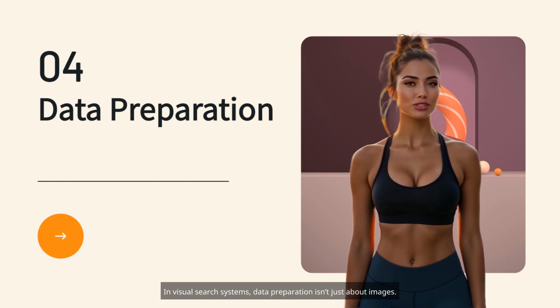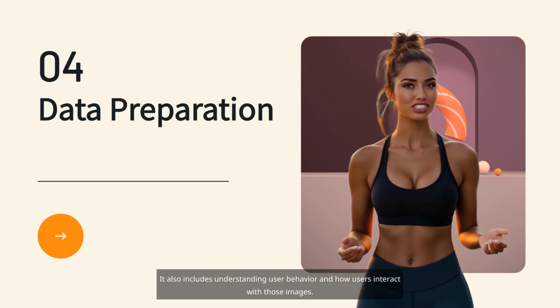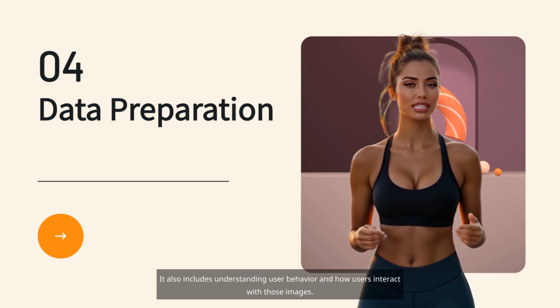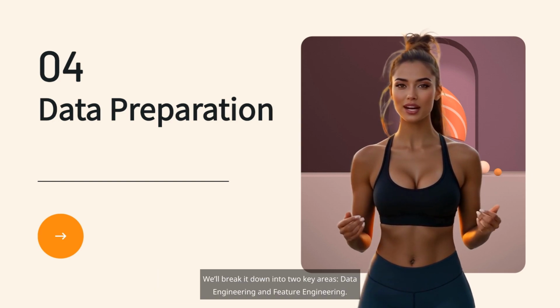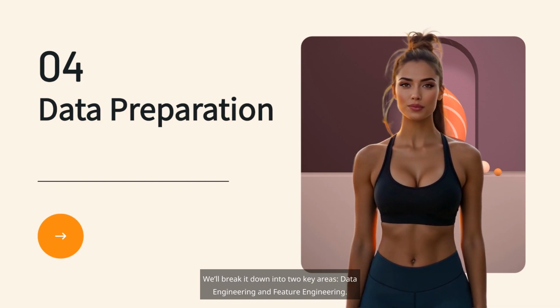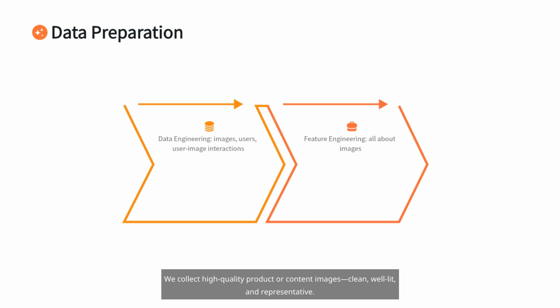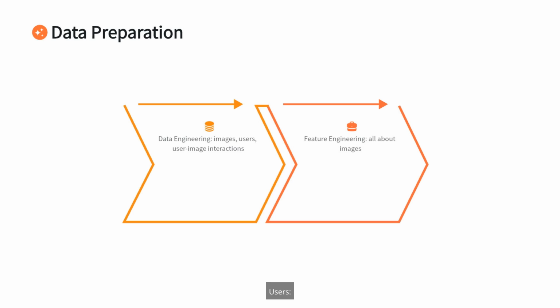In visual search systems, data preparation isn't just about images. It also includes understanding user behavior and how users interact with those images. We'll break it down into two key areas: data engineering and feature engineering. 1. Data engineering: images, users, and user-image interactions. Images. This is our core input. We collect high-quality product or content images, clean, well-lit, and representative. These can come from internal catalogs, user uploads, or curated datasets.